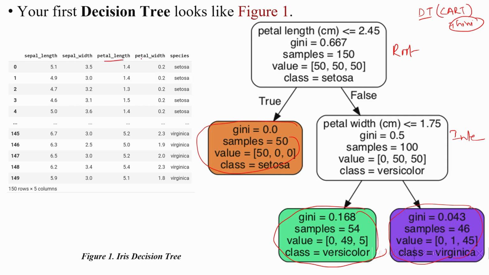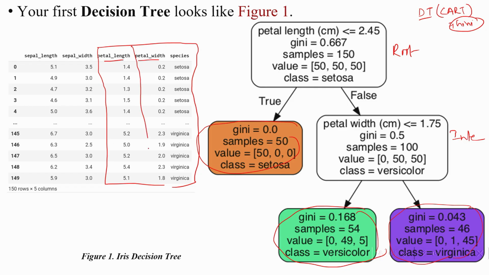That is petal length, petal width, and species. This is the dataset we are using. It contains only two features and the corresponding class labels. Based on the two features, first of all you have to identify which is the root node.